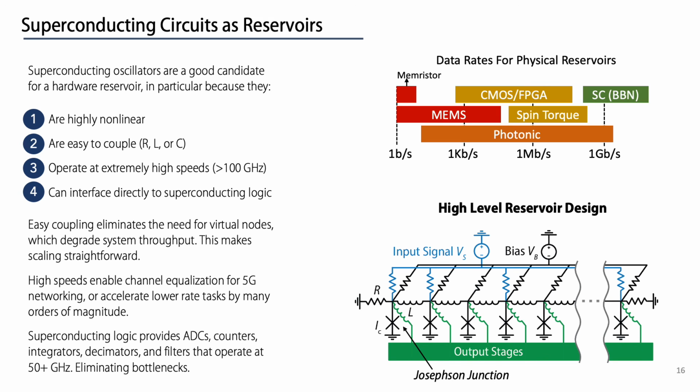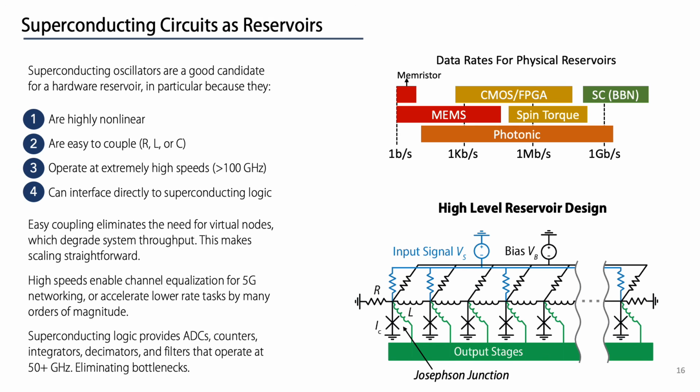Virtual nodes are really only required in oscillator systems with a single oscillator, which need to have virtual nodes in order to have rich enough dynamics to support reservoir computing. In our sorts of systems, this is not required. This makes scaling to very large numbers of nodes and very high throughputs quite feasible.